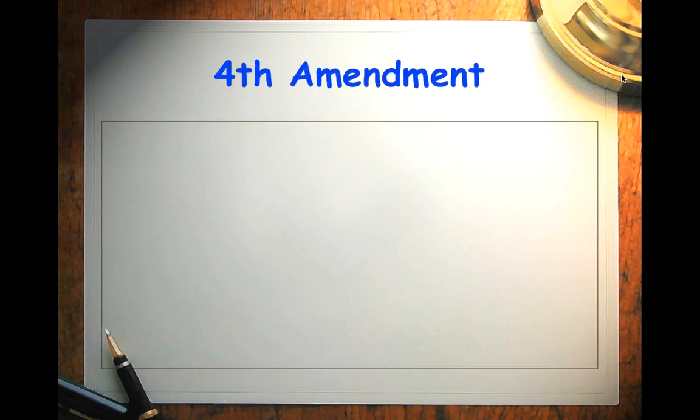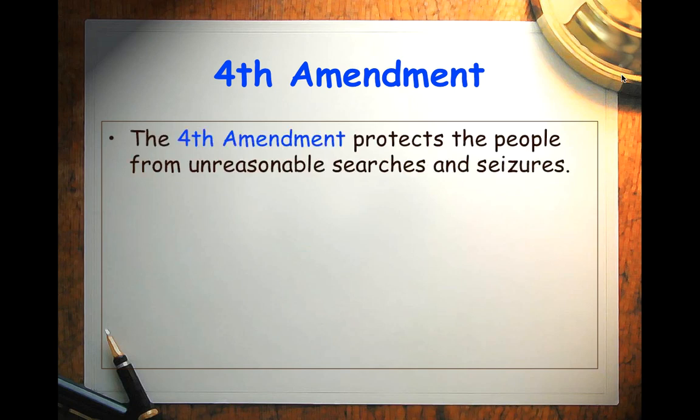Amendments 4, 5, and 6 are all called rights of the accused, which means that these specific rights apply if you get charged with a crime. All right, so Fourth Amendment. The Fourth Amendment protects the people from unreasonable searches and seizures. This is talking about if you're suspected of doing something, somebody cannot just stop and search you or come into your house without a good reason to do that.